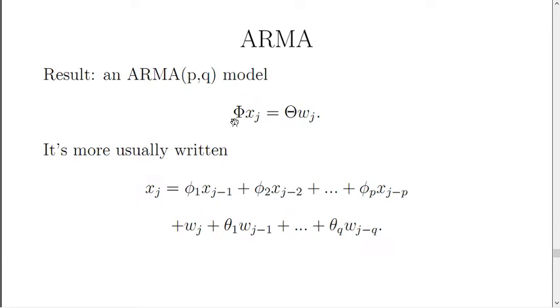The autoregression operator operating on the data values is equal to the moving average operator operating on a white noise series. It's more usually written like this, where I just expanded the operators and put in lagged values and then moved everything to the right-hand side except the data itself.